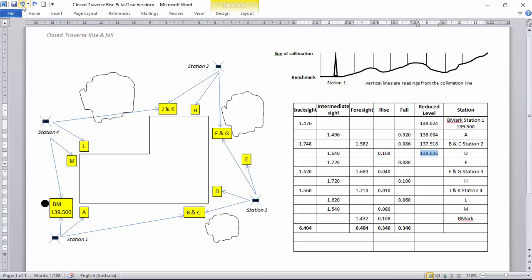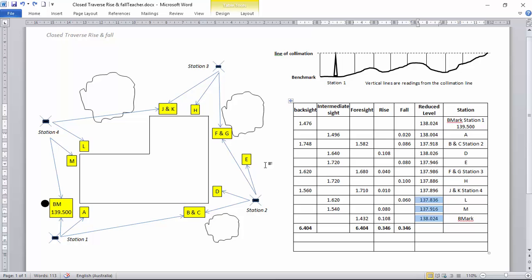Then we have a rise, so that gets added on. It's like climbing up the mountain. As we go up the mountain, the numbers increase. Then we have a fall, the number decreases. Then we have a rise, a fall, and a rise. And then we have a rise, a fall, a rise, and a rise as well.